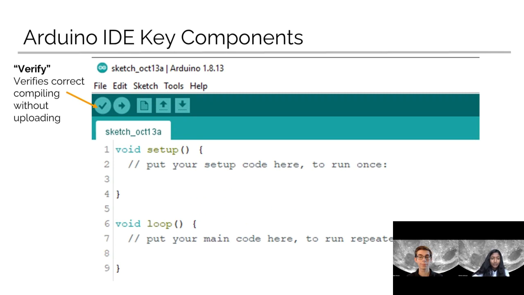And what are some key components that we should look out for with this new IDE? So if you look at the top of your window, you'll see a bar with some icons on them. And if you look at the far left, you'll see a checkmark icon. This is the verify button, which is used for verifying the correct compiling of your sketch without uploading. So this is used for just basically finding any obvious errors such as typos or missing syntax, things like that.